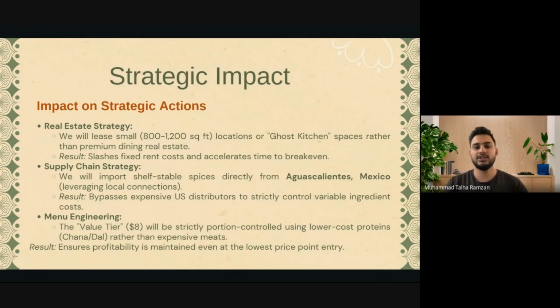So what is the strategic impact? For real estate, we have a strategy to have smaller spaces, or ghost kitchens. We can start with ghost kitchens rather than a premium dine-in experience. For supply chain strategy, we want to import from Mexico, which bypasses expensive US distributors. For the menu, the value tier will be strictly portion controlled. We want to keep the premium meats for the premium box instead of the value box.